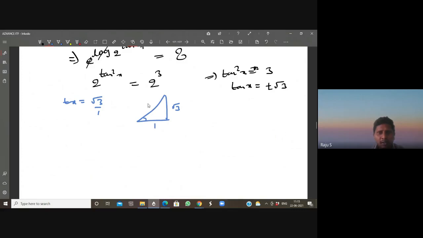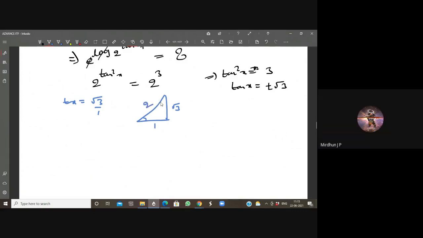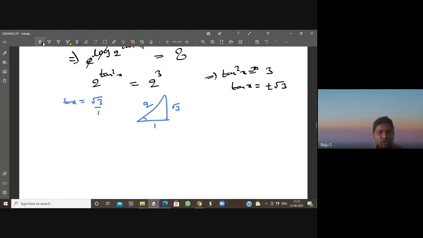So opposite by adjacent, then what is the hypotenuse, student? 2, sir. Then from this, what is the question actually? The question is cos x by cos x plus sin x. You substitute here. Cos x is 1 by 2. Am I right? Plus root 3 by 2. Sin x is root 3 by 2. Cos x is 1 by 2.